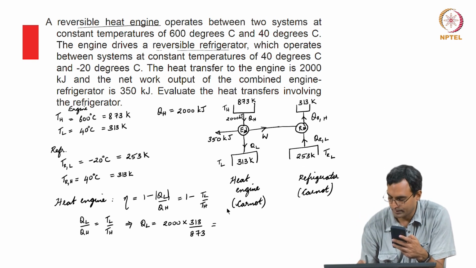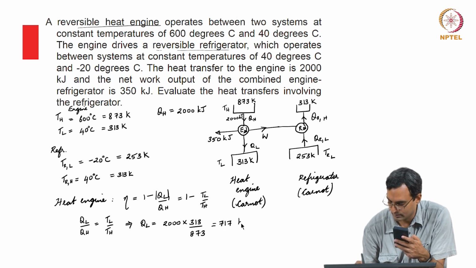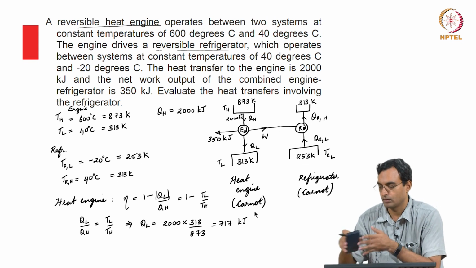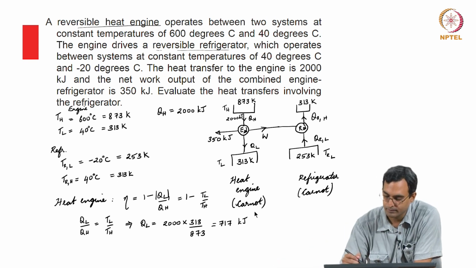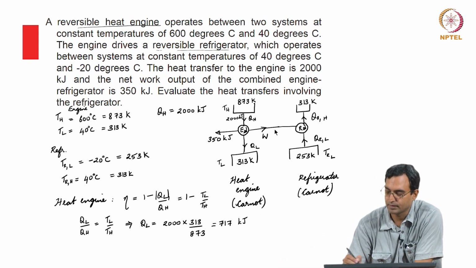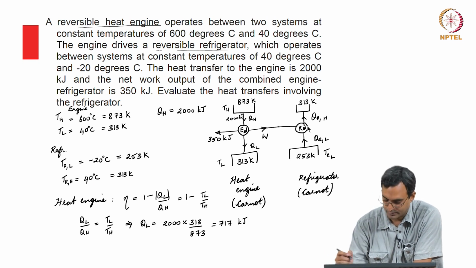Which comes out to be 717 kilojoule. Essentially what I am trying to do is find out the total amount of work which this engine produces. If I subtract from that whatever is surplus, then I know the amount of work which goes here, and knowing the work and knowing the temperatures, I should be able to find out the heat transfers. That is the general idea.